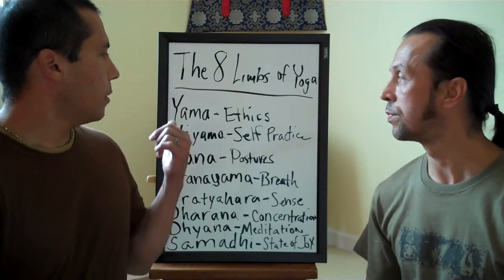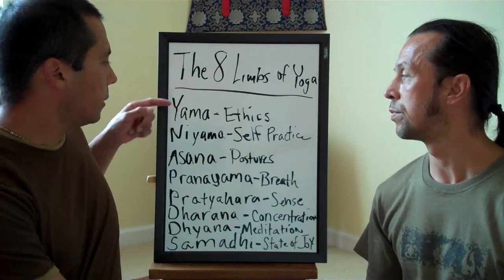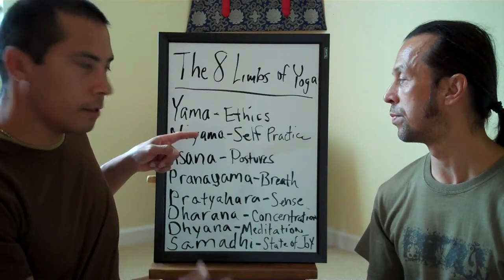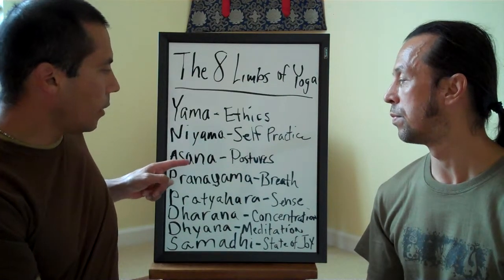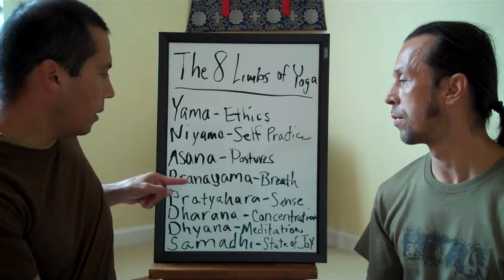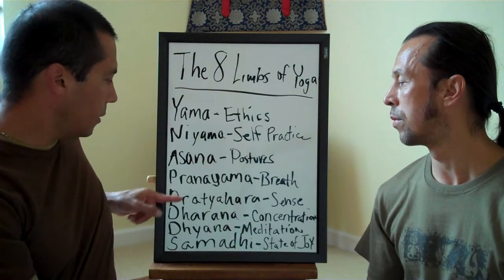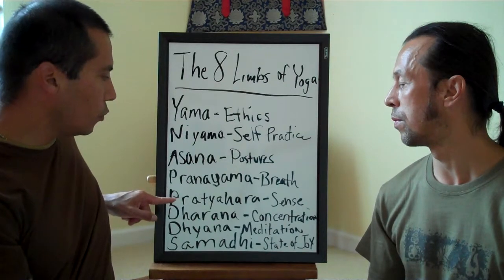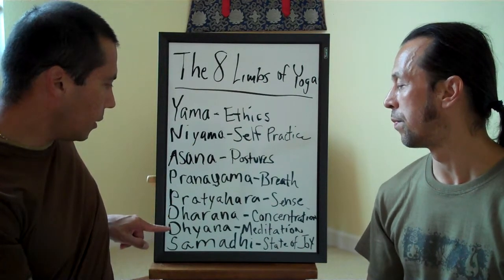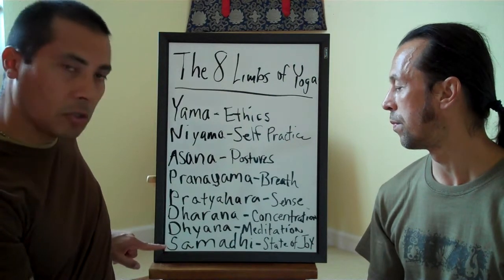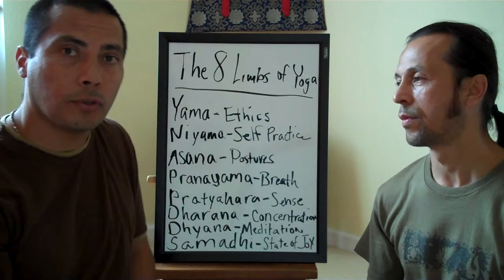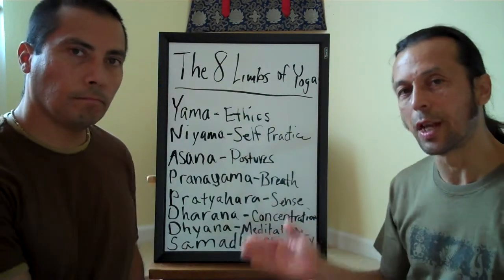And so we begin with the yamas, which are the ethical practices, then niyama, self-practices, or self-restraints. The asana practice is the posture practice, which you're probably all aware of. Pranayama, the breathing practices. Pratyahara, sense withdrawal. Dharana, concentration. Dhyana, meditation. And samadhi, blissful state or state of joy, the culmination of the eight-limb path.